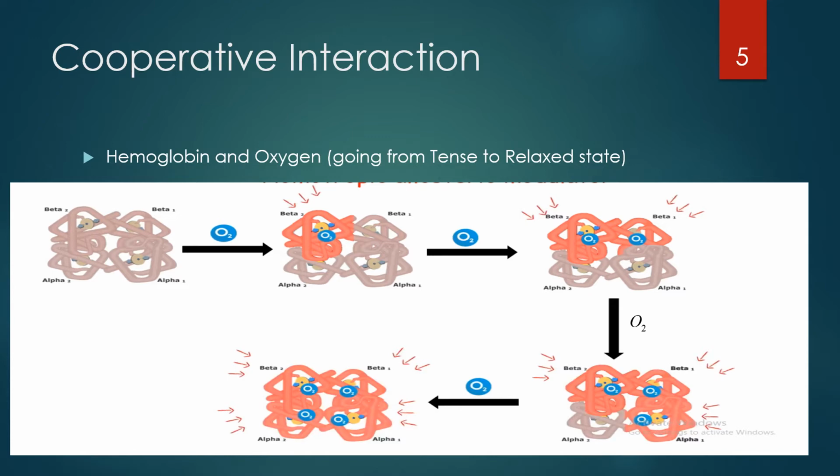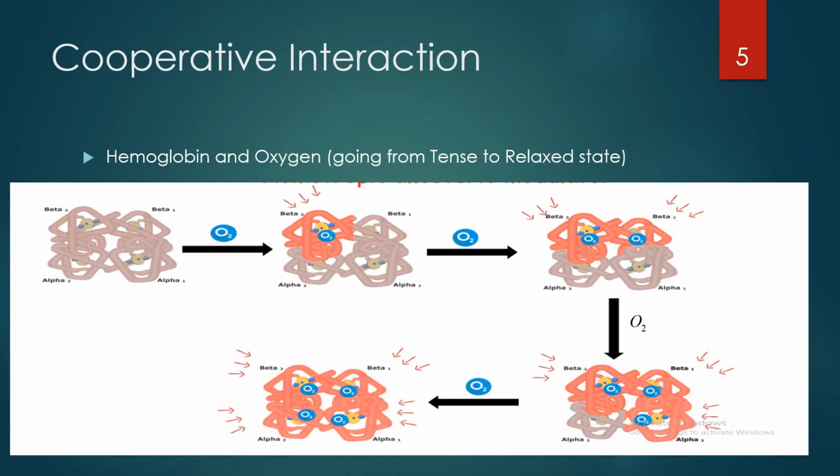When we go from the tense state to the relaxed state. So what happens is hemoglobin, as we know, has 4 subunits which remain in a tense state or in a strained position. But when the oxygen binds, it goes from the tense state to the relaxed state, and the entropy of the system increases. And as we know, the increase in entropy is a thermodynamically favorable process. Therefore, the addition of oxygen to the remaining 3 subunits becomes even more and more facile.